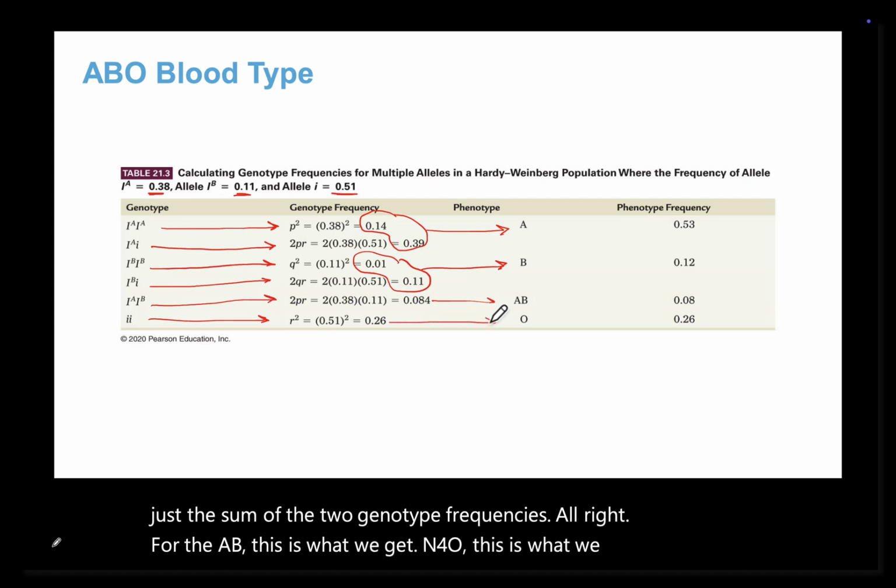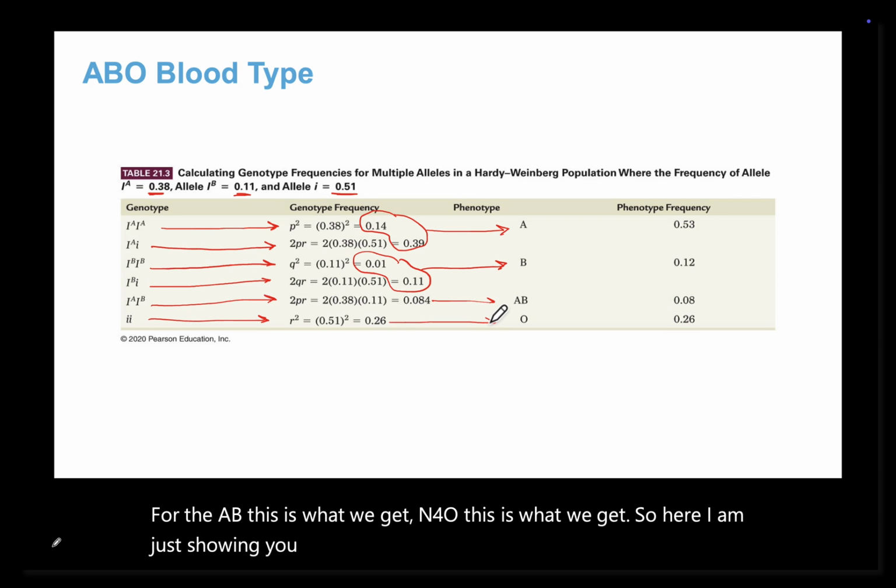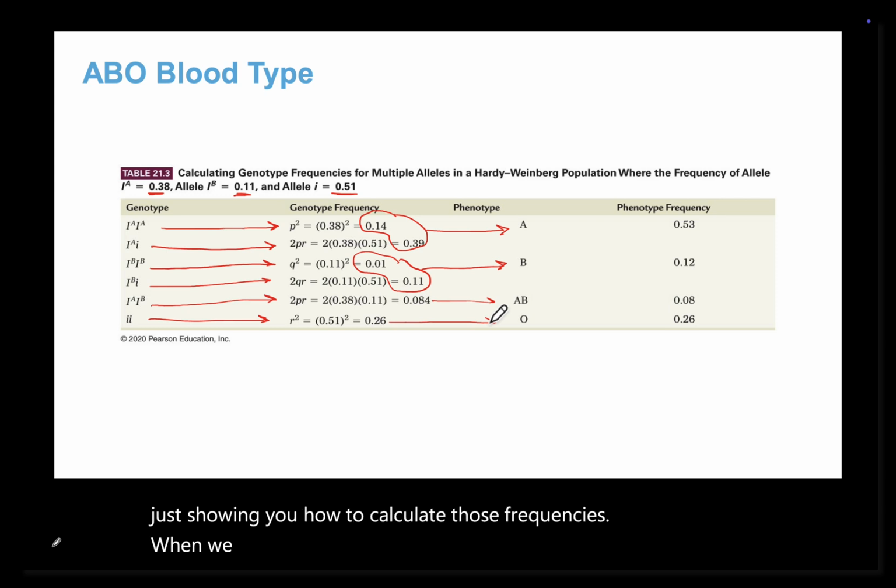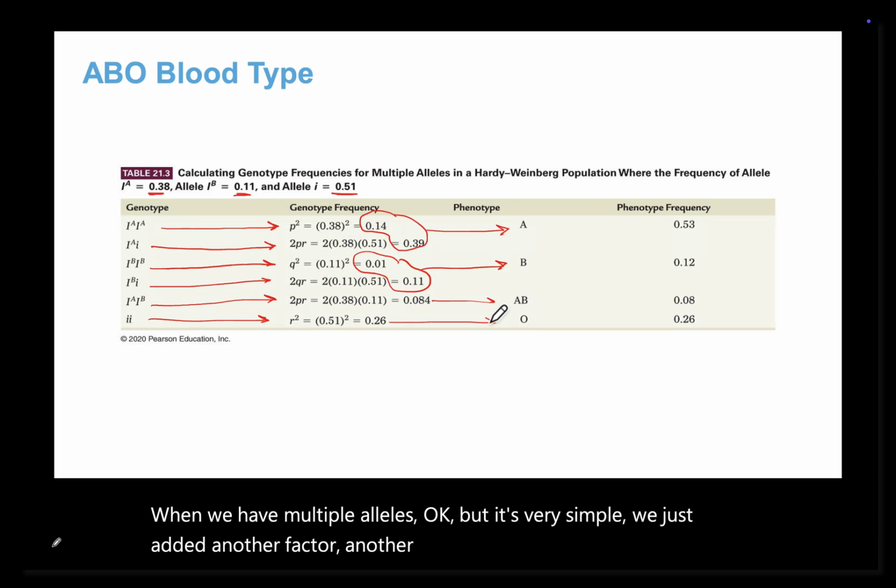So here I am just showing you how to calculate those frequencies when we have multiple alleles. Okay? But it's very simple. We just added another factor, another letter to our equation.